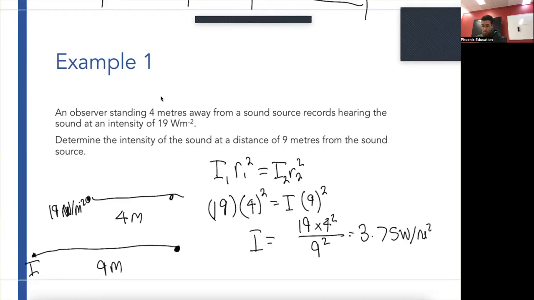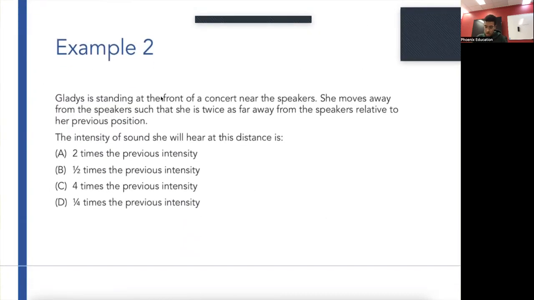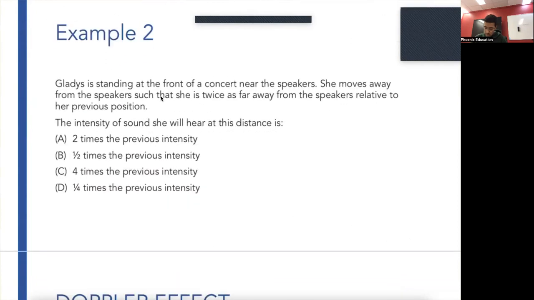One important note is to always leave your answers in decimals. Never leave your answer as a fraction. Always leave it as a decimal. So we'll go into example 2.